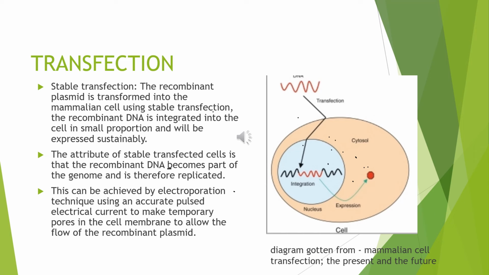To transfer the vector into a mammalian cell, I will be using the process of transfection. There are two types of transfection: stable transfection and transient transfection. The stable transfection passes the introduced DNA to progeny. The recombinant DNA is integrated into the cell in small proportion and will be expressed sustainably. The attribute of a stably transfected cell is that the recombinant DNA becomes part of the genome and therefore replicates.